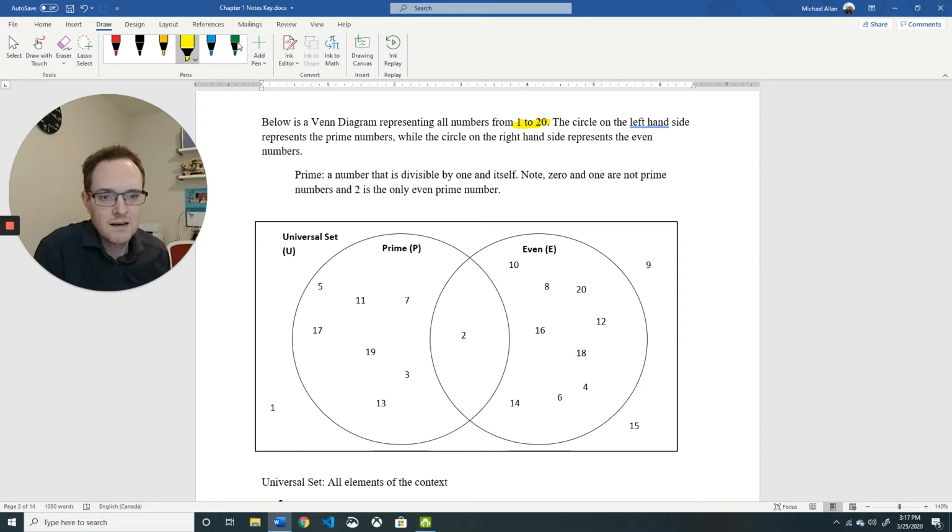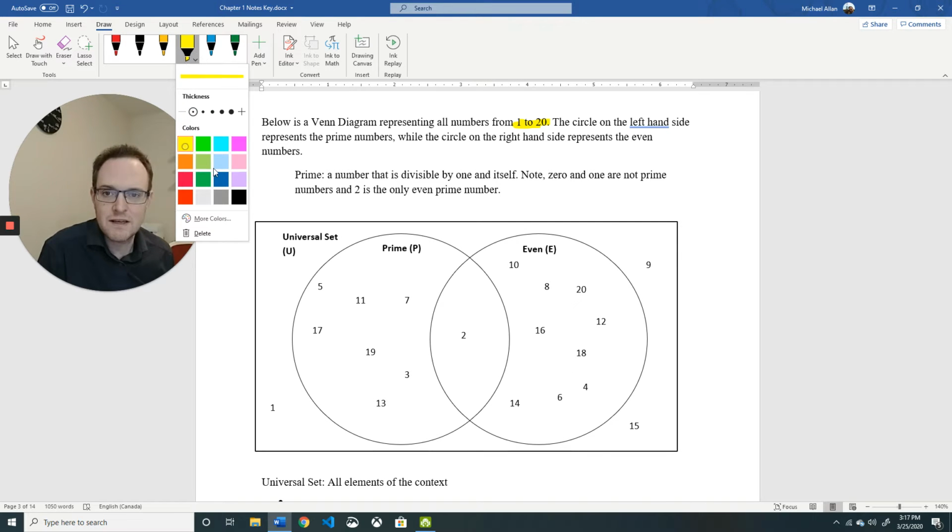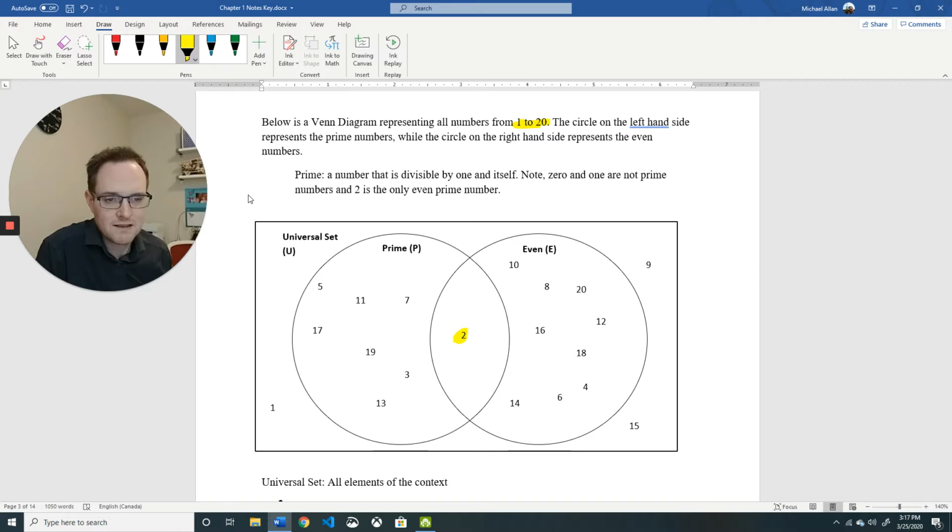Okay? You can see some common things that we have here. This number 2 is in both these sets at the same time. It is an even number. Remember, an even number is anything that's divisible by 2. And a prime number is anything that's divisible by 1 and itself. You know, 1 is not a prime number because 1 is divisible by 1 and 1. That doesn't really count. 2 is a prime number, but it's the only even prime number.